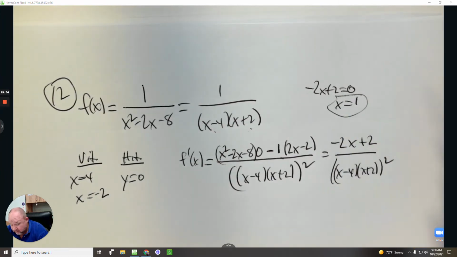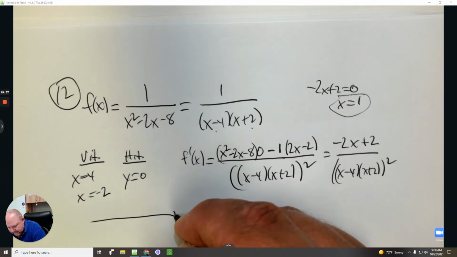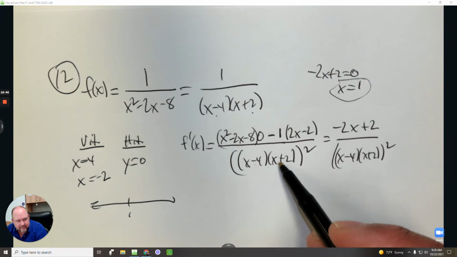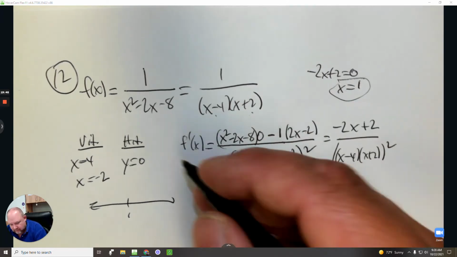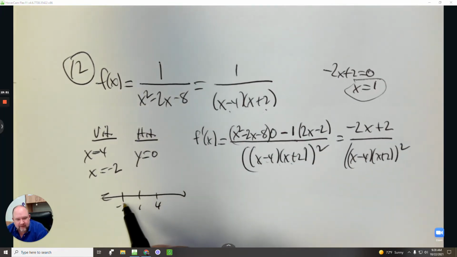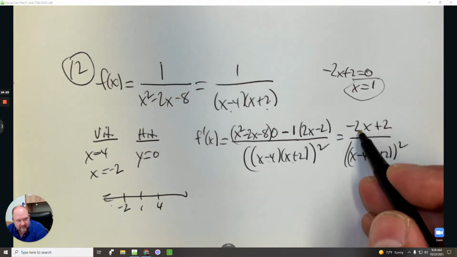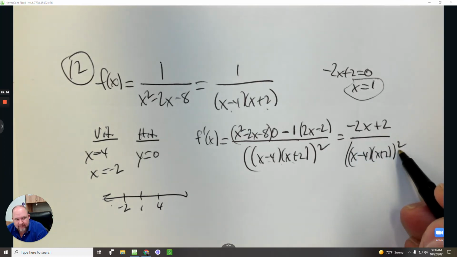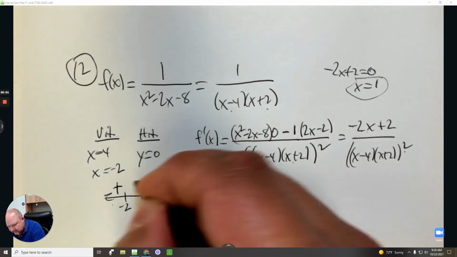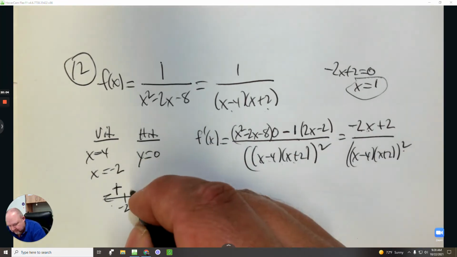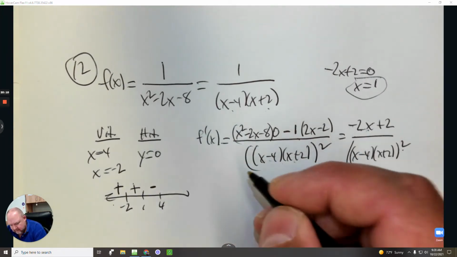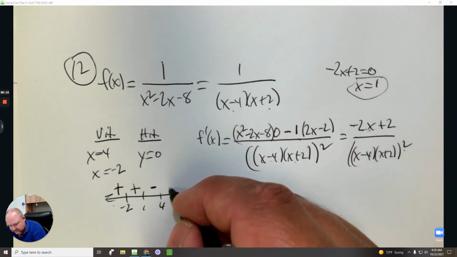So at +1 is a critical number. We're going to draw a number line for that and see what's happening at +1. We also need the domain restrictions, which are 4 and -2. So those are my intervals. So if I plug in a number smaller than -2 into here, the bottom's always positive. So if I plug in negative whatever, a negative times a negative, this will be positive. If I plug in 0, it will be positive. If I plug in 2, it's going to be negative. And if I plug in a number bigger than 4, it's going to be negative.